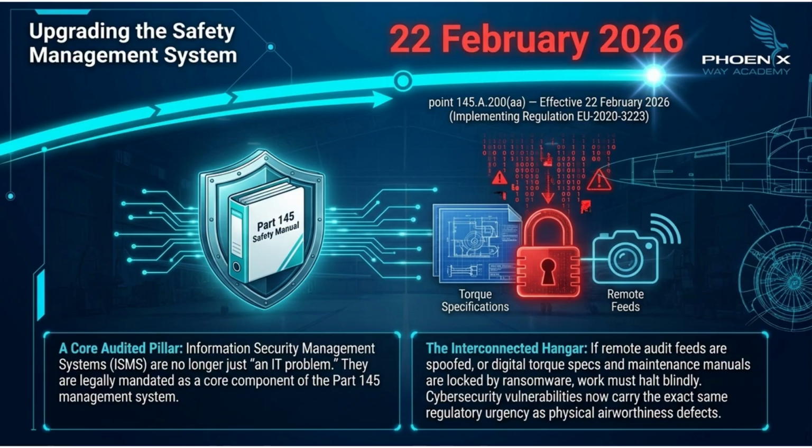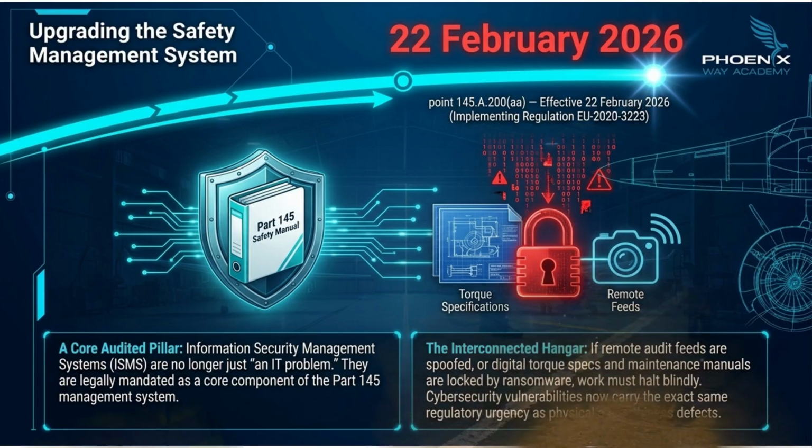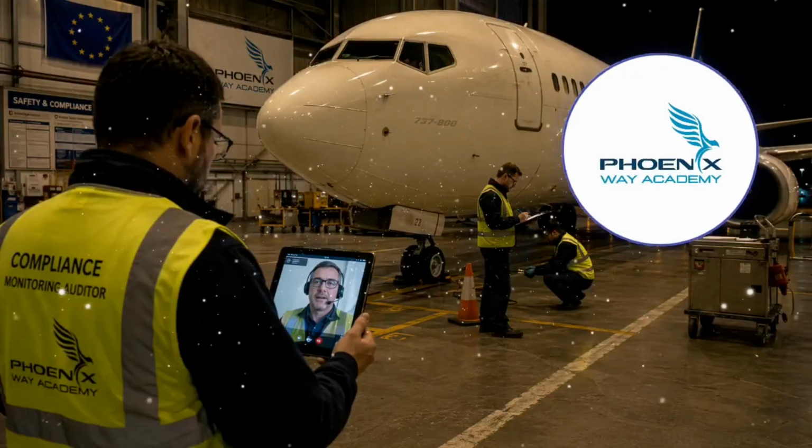Take the remote audits we just spent all that time dissecting. If an auditor is utilizing real-time remote document access to review secure compliance records, and that connection is intercepted or spoofed by a malicious actor, the integrity of the aircraft's airworthiness is compromised. By the February 2026 deadline, organizations must have an information security management system that treats a cybersecurity vulnerability with the exact same urgency as a cracked engine pylon. That is a huge paradigm shift.